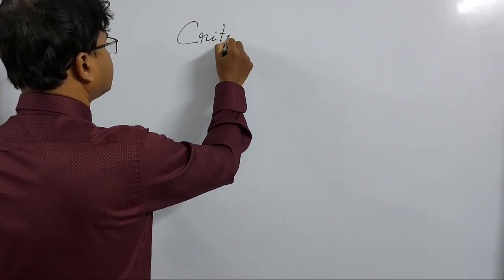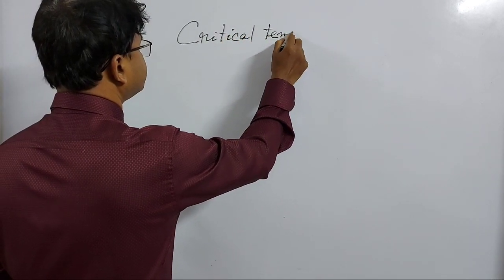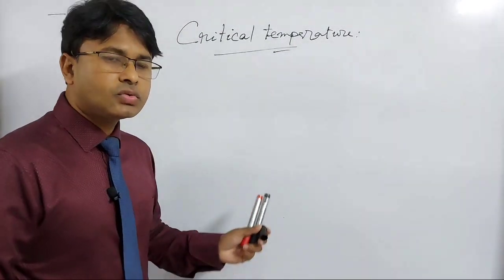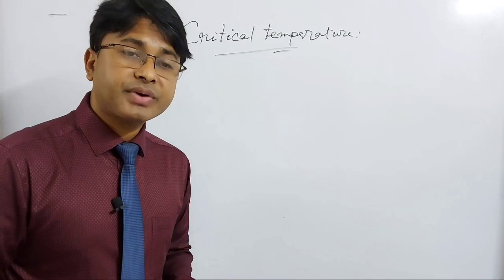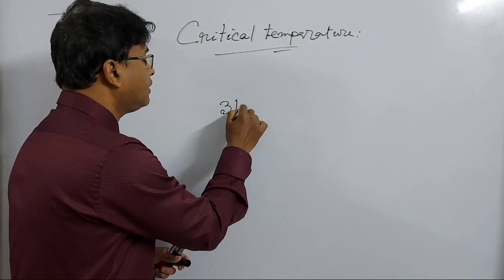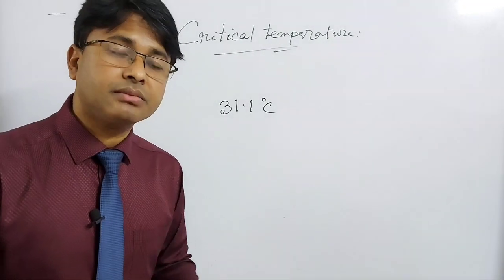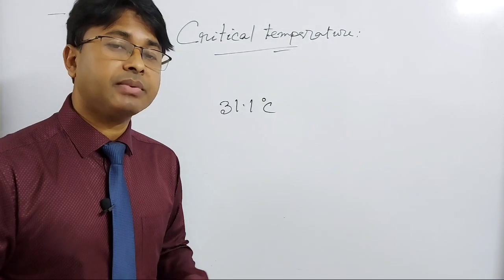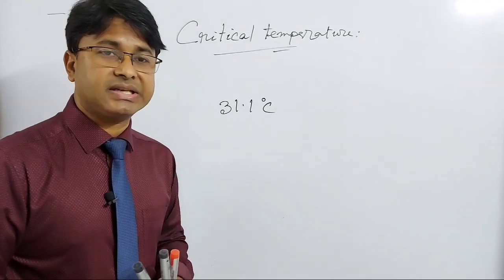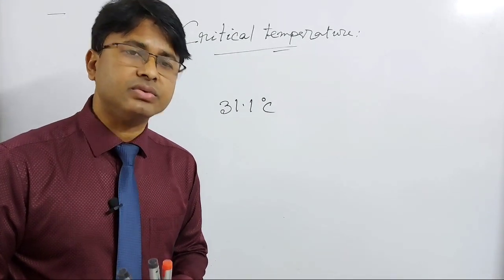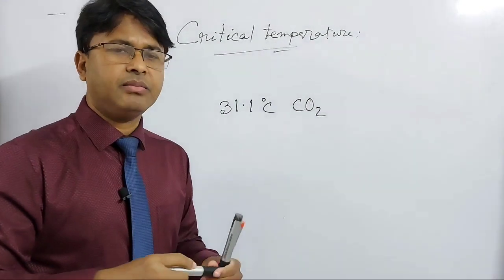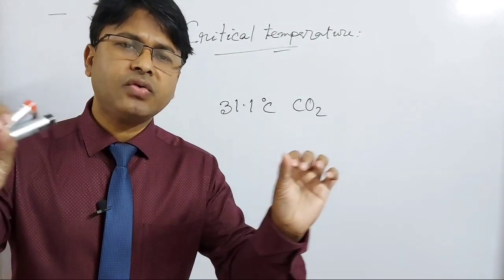Critical temperature. Students, if you apply pressure on carbon dioxide above 31.1 degree centigrade, it will never convert into liquid phase. It will never convert into the liquid state, because above 31.1 degree centigrade, the gaseous molecules of carbon dioxide have high kinetic energy, and the molecules are staying so far from one another.